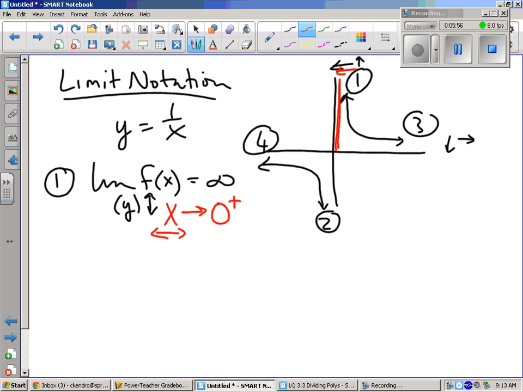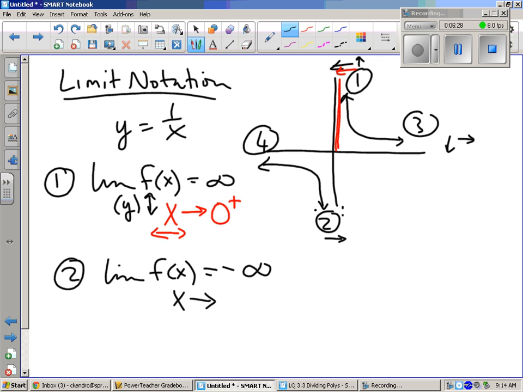Okay, so that's pretty fancy looking, but let's try number 2 arrow and see. Let's go back to this color. Okay, so we always start out with the words limit of f of x. That's our y. So what's happening with the y at the number 2 arrow? The y is your up and down, so it's going down, down, down forever, so we say that's negative infinity. Now what's happening with the x, the sideways action here? X is approaching that y-axis, so it's approaching 0, but this time it's from the left, so we put a minus sign in there.